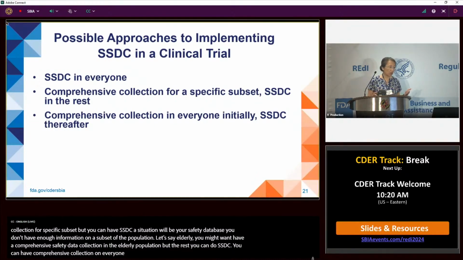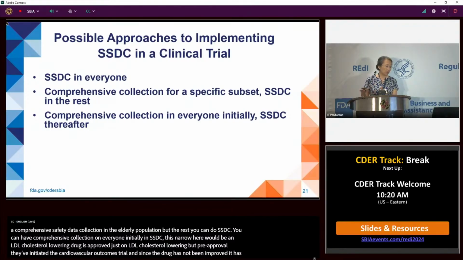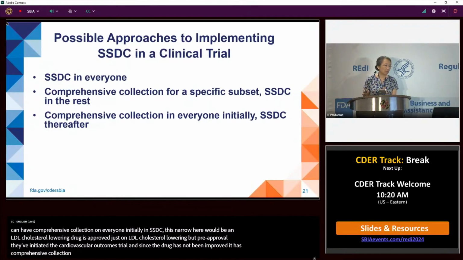You can also have comprehensive collection in everyone initially and SSDC thereafter. A scenario here would be an LDL cholesterol lowering drug. It gets approved just on LDL cholesterol lowering, but pre-approval, they've actually initiated their cardiovascular outcomes trial. Since the drug hasn't been approved yet, they are going to implement comprehensive collection, but as they get to approval, they begin to know a lot more about the drug. After approval, they may consider implementing SSDC.